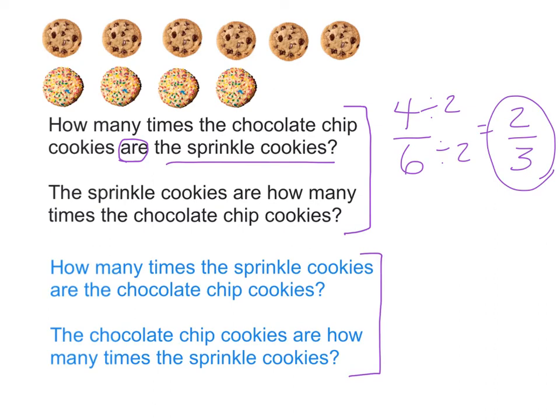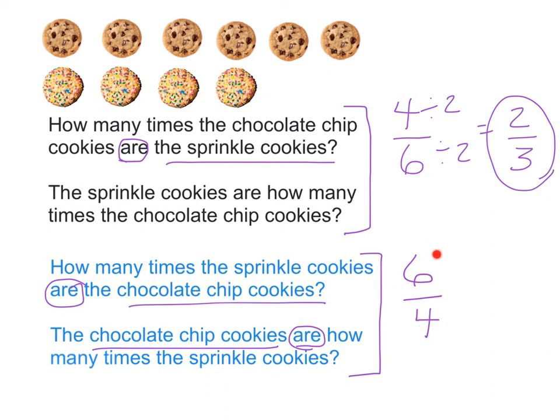In the second set of questions, I look for the are, and again, in both situations, this time the chocolate chip cookies are by themselves, and the how many times is with the sprinkles in both cases. So this time I need chocolate chip cookies to go on top, and my chocolate chip cookies this time 6 to my sprinkles 4, and the chocolate chip cookies are more than the sprinkles, so my answer should come out to be more than 1.